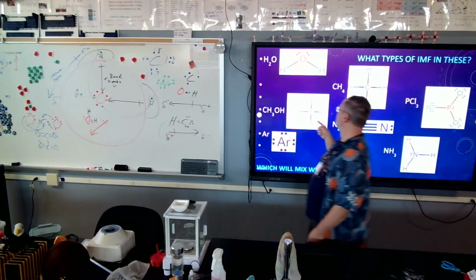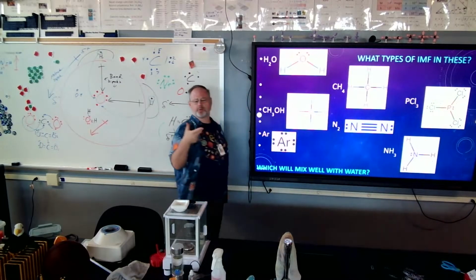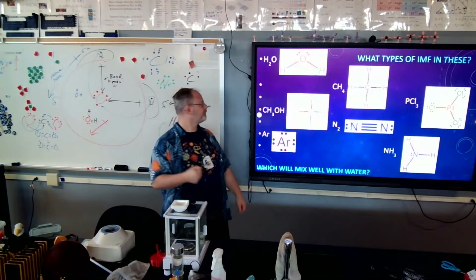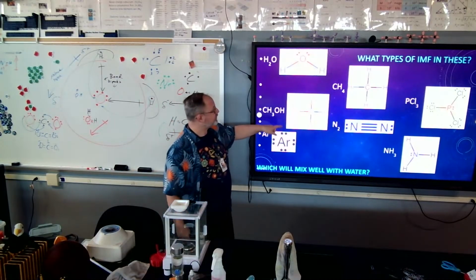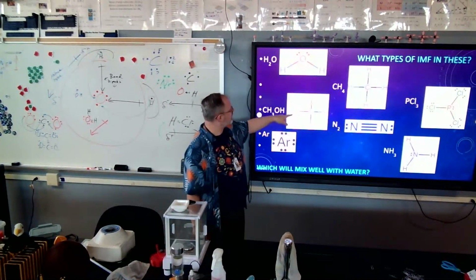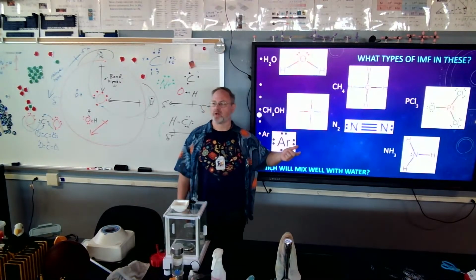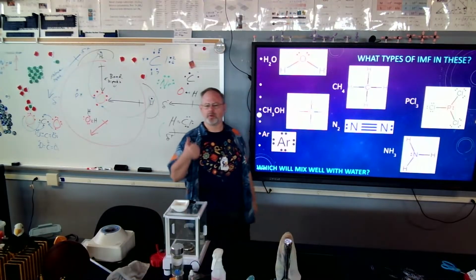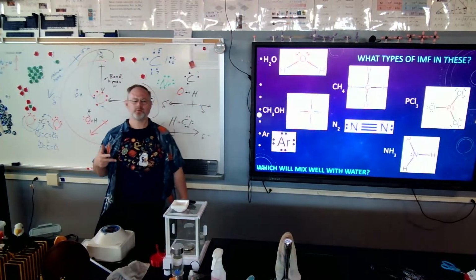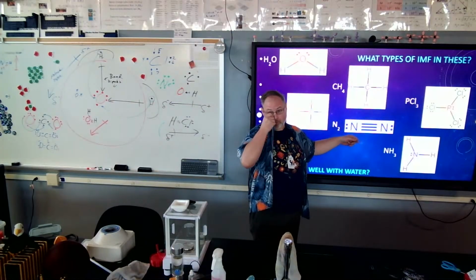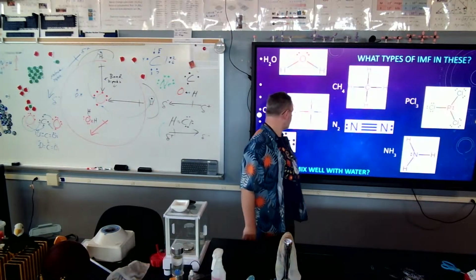Methanol. What do you think about methanol? 1, 2, or 3? 3. Yep. This has hydrogen bonding. It's clearly a polar molecule, but the hydrogen is having fun hydrogen bonding. Nitrogen, the nitrogen molecule. 1, 2, or 3? 1. Yep. Nonpolar, so only London dispersion forces.